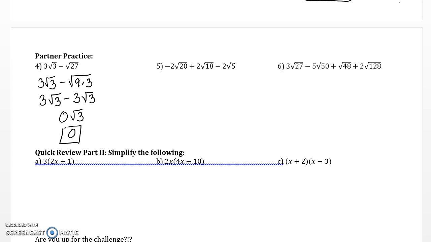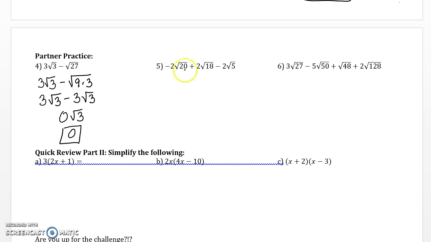All right, take a look at number 5. Number 5, we have a square root of 20, a square root of 18, and a square root of 5. So 5 is prime for the last term, so we know we're not going to be able to break that apart. But let's see what we can do with this square root of 20 and this square root of 18, and see if we can maybe simplify each of those terms separately down a little bit and get maybe a match with one of our square roots so we can combine some like terms.